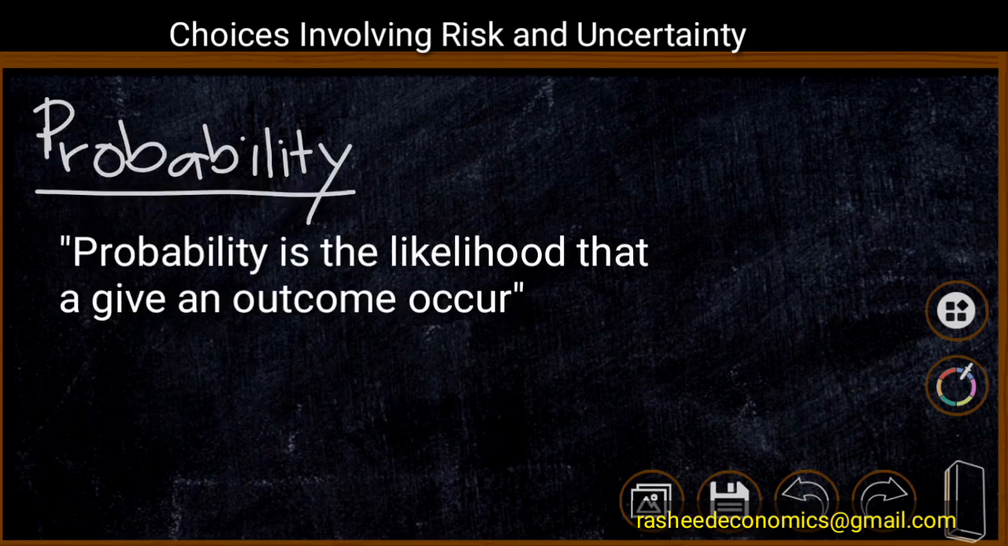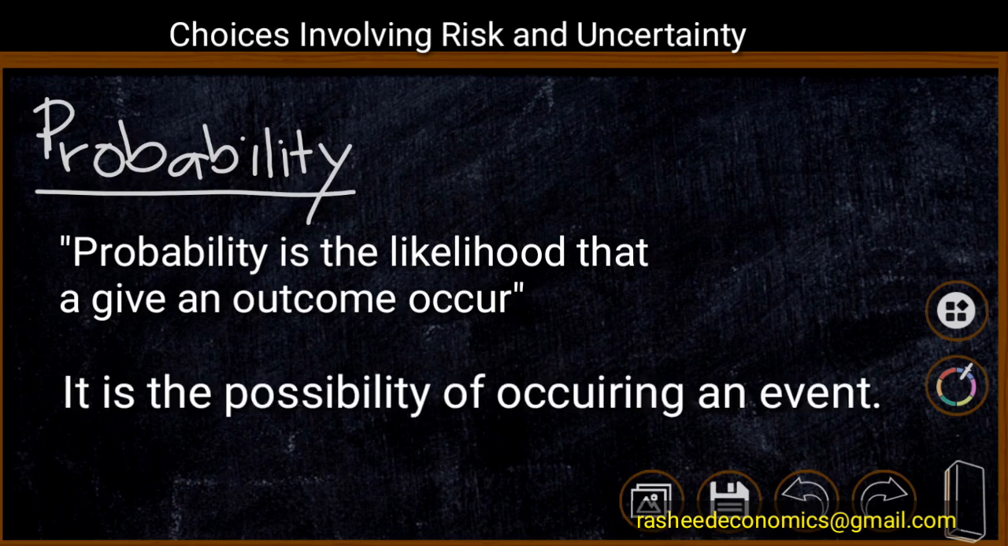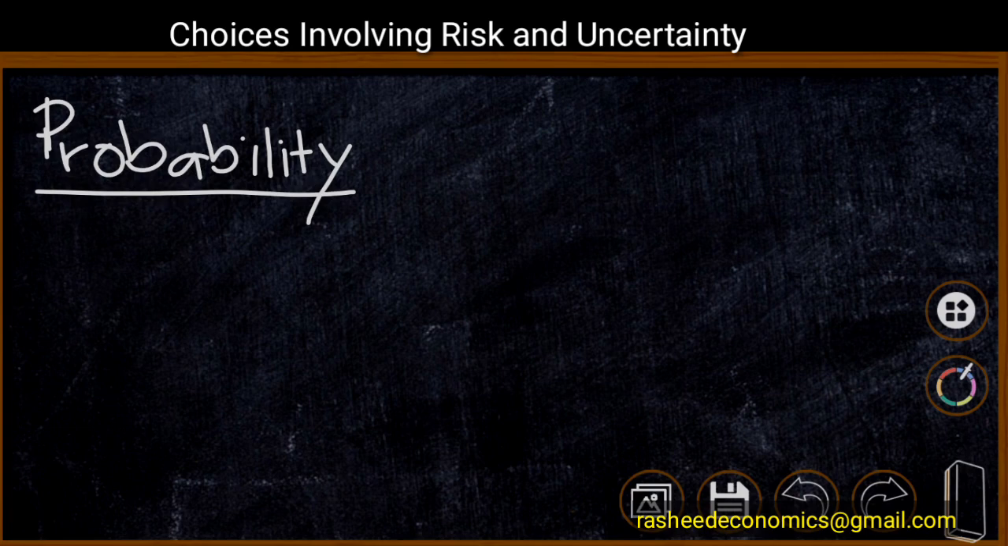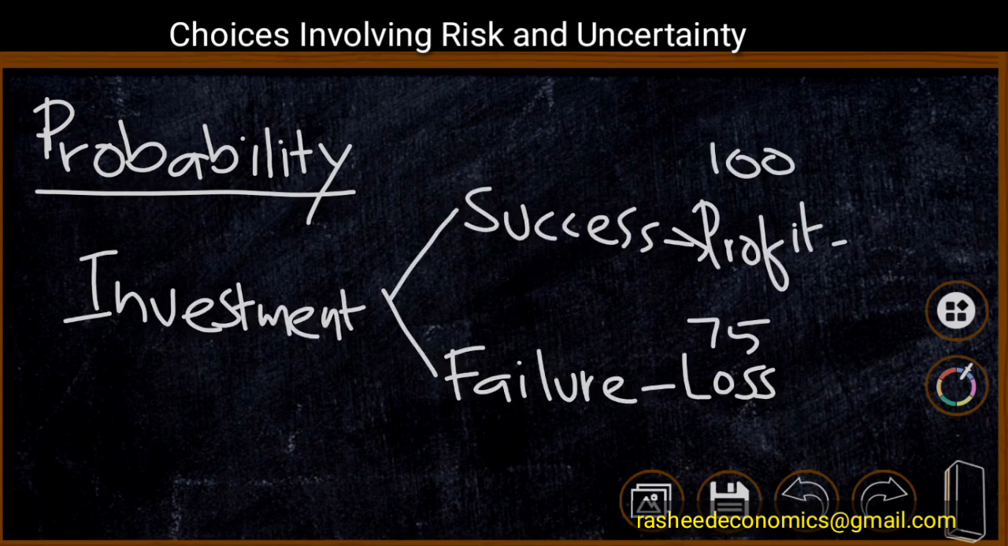Probability can be defined as the likelihood that a given outcome will occur. In other words, it is the possibility of an event occurring. In our previous example of investment, if the investment is successful, the company can earn 100 crore profit, and if they suffer a loss, they will have to suffer a loss of 75 crores. Suppose we assume that the probability of the investment being successful is 1 by 4, and automatically the probability of failure will be 3 by 4.